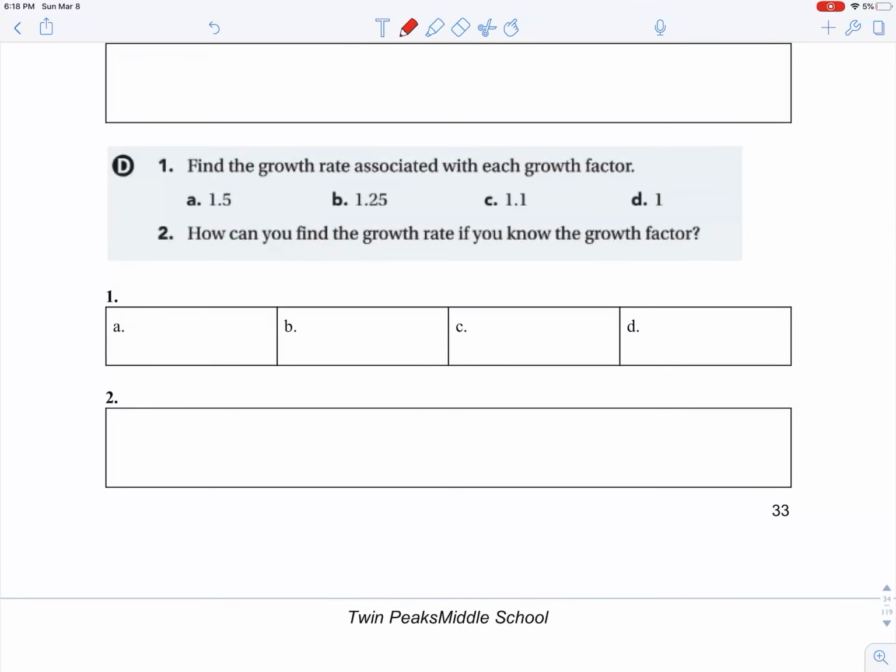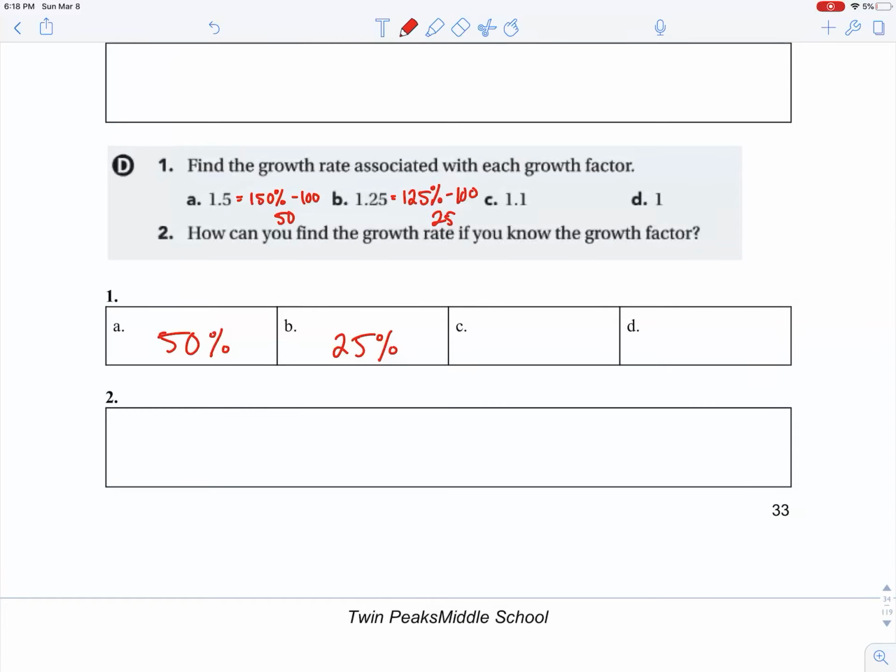All right, a few from question D. Find the growth rate associated with each growth factor. So if you are given a growth factor, you need to change it to a percentage as per our reference page, and then you're going to subtract 100%. So 150% minus 100% is 50, and that right there is your growth rate. So one more. Change the decimal to a percentage, so that's 125%. Okay, subtract 100%, and you're left with your growth rate. So your growth rate is 25%.